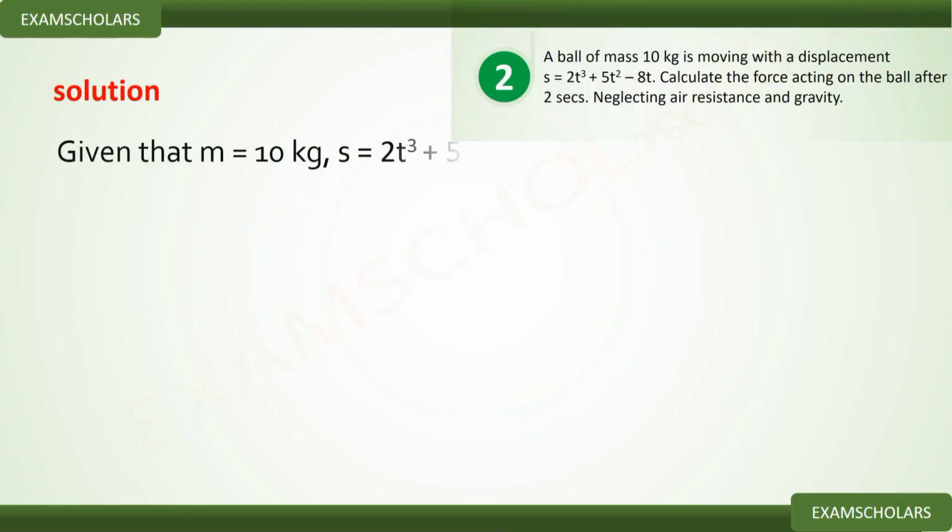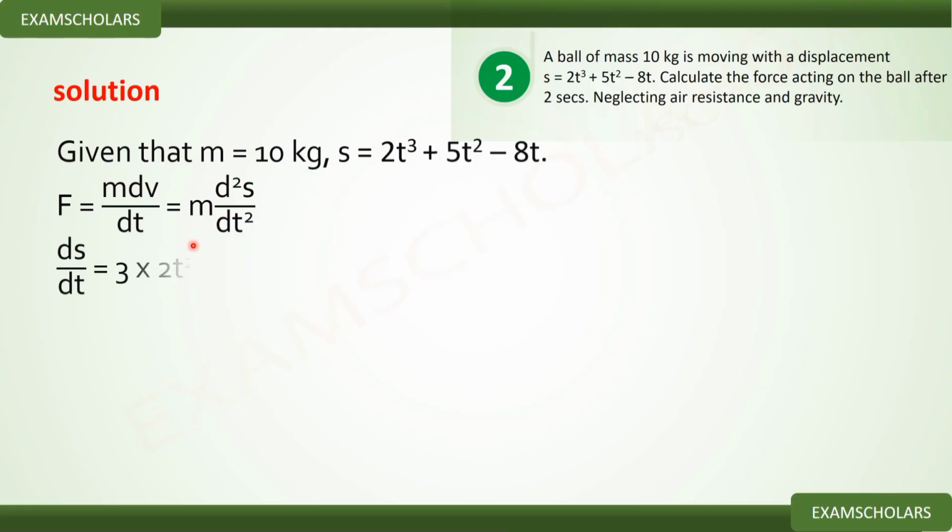Solution, you are given the mass, which is 10 kilogram. Then you are given the displacement, which is 2t cubed plus 5t squared minus 8t. Recall that force is equals to what? Mass times acceleration, m dv over dt, and that is m d square s over dt square. So let's quickly find d square s over dt square. Before you find it, you find ds over dt. Just go ahead and differentiate this guy.